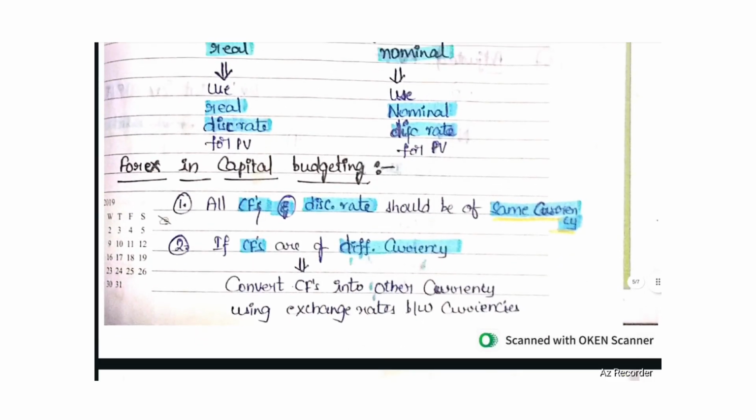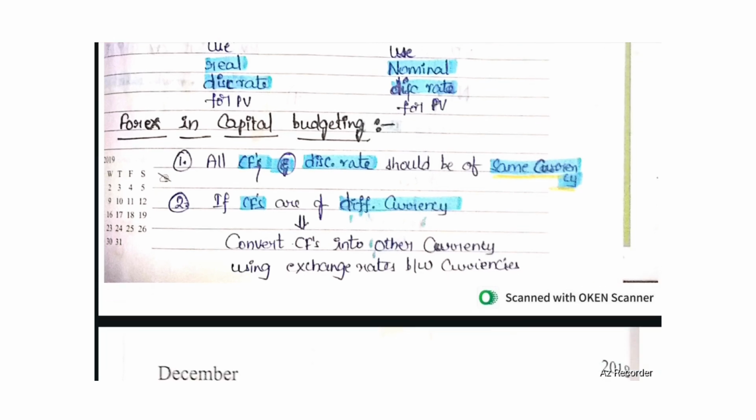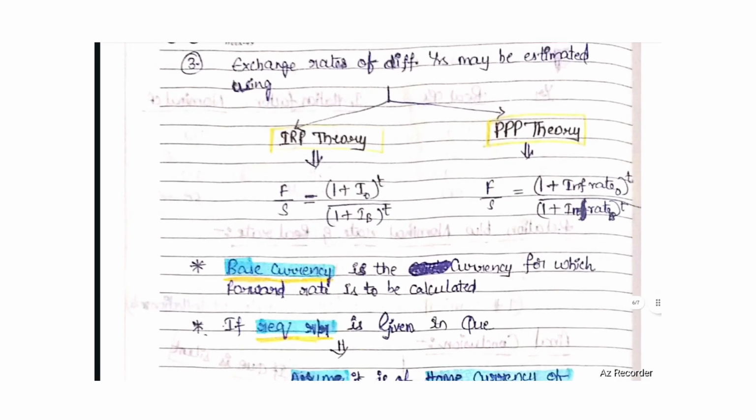Forex and capital budgeting. All cash flows and discounting rate should be of the same currency. If cash flows are of different currency, convert cash flows into the other currency using exchange rate between currencies. Exchange rates of different years may be estimated using interest rate parity theory and purchasing power parity theory.